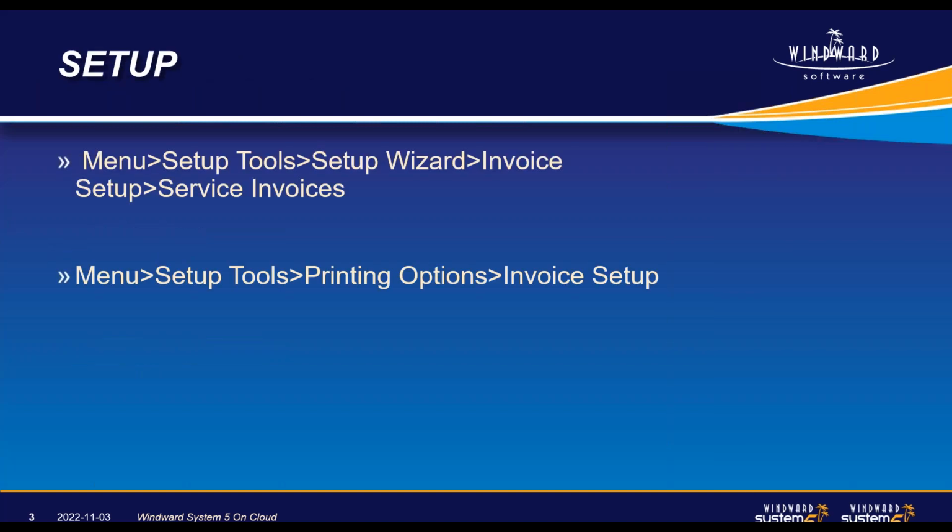And for the setup, this is just to show you where to find the specific setups. In the setup, we have two parts. Oh, by the way, you can write this down if you want to, for reference, so that you know where to find these settings. So again, menu, setup tools, setup wizard, invoice setup, service invoices, and then the other setup is menu, setup tools, printing options, invoice setup. I'll be showing you where those setups are located in the system.